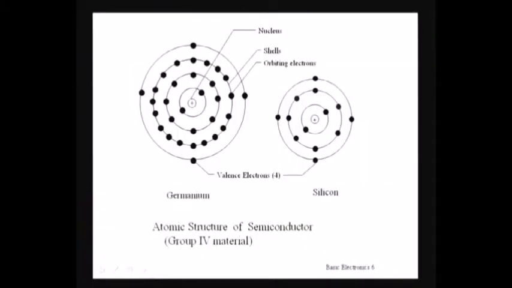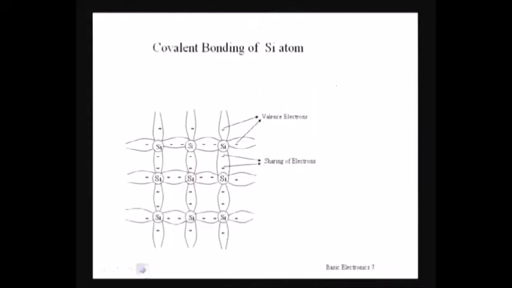Here, as you can see, if I consider a germanium atom, it has 1, 2, 3, 4 electrons in the outermost orbit, which are called valence electrons. Similarly, silicon will also have 4 electrons in its outermost orbit. This is because they are group 4 materials. They will try to complete the 8 electron structure, so that is why they will be sharing electrons with their neighboring atoms, as is seen here.